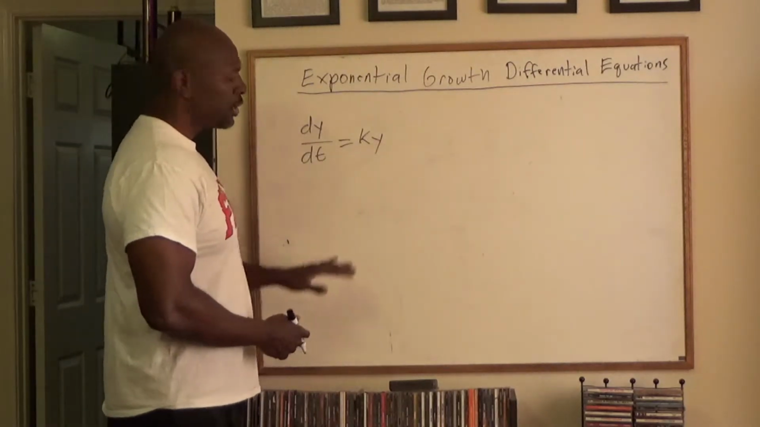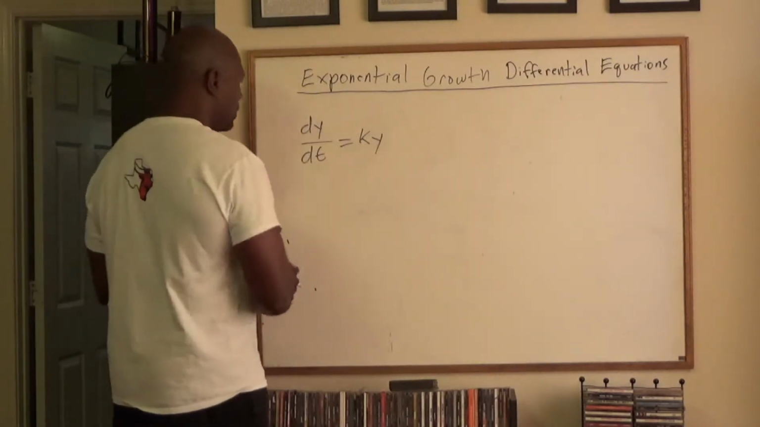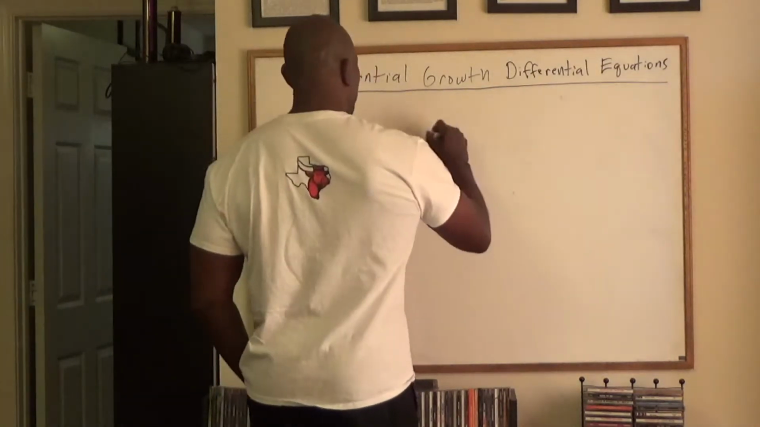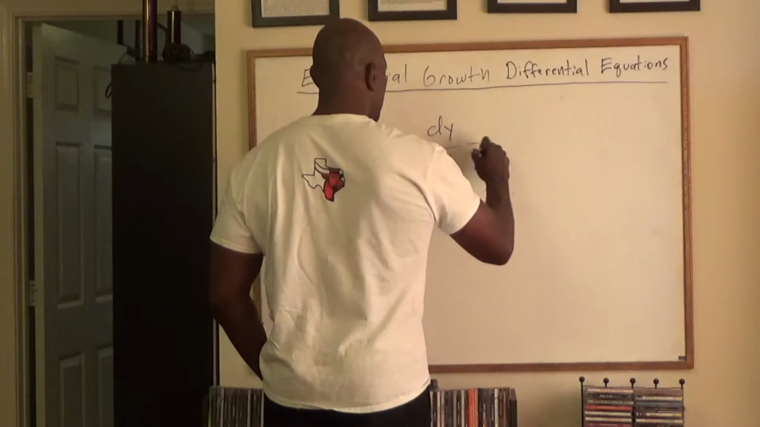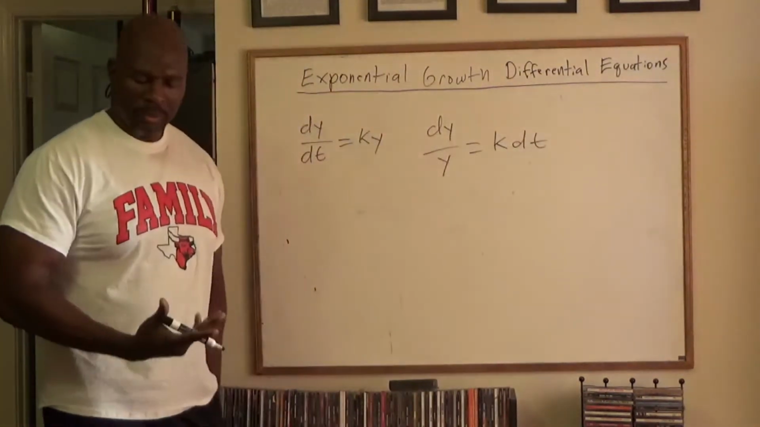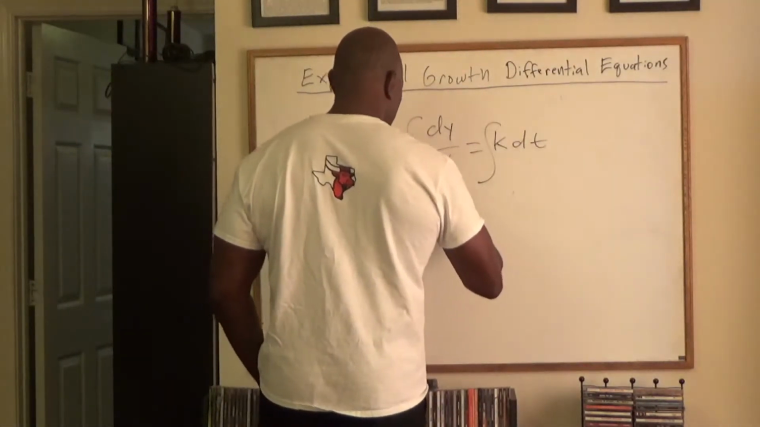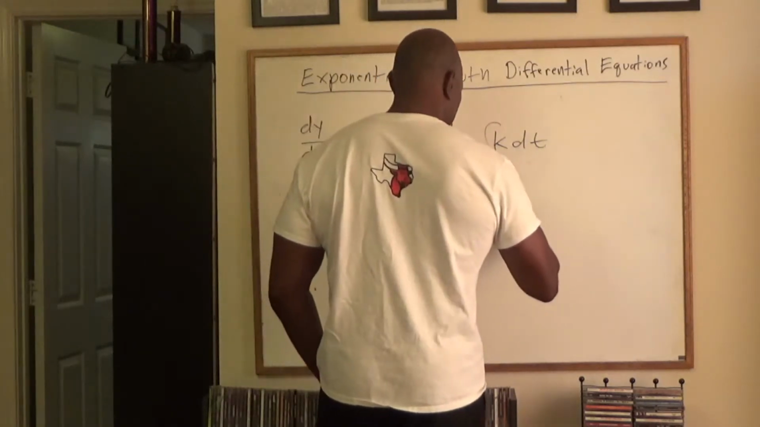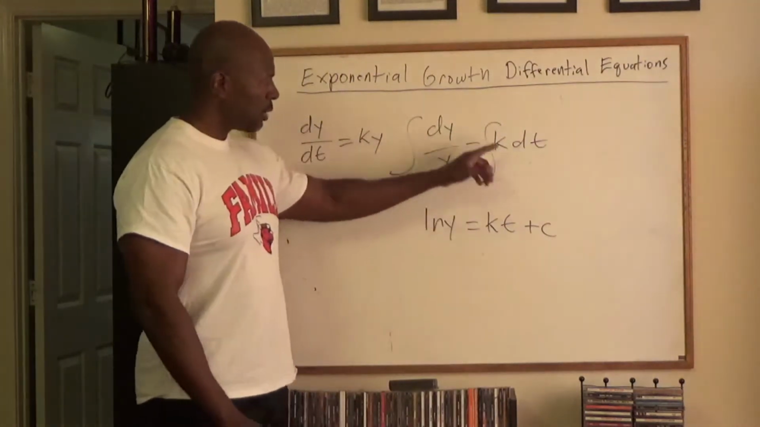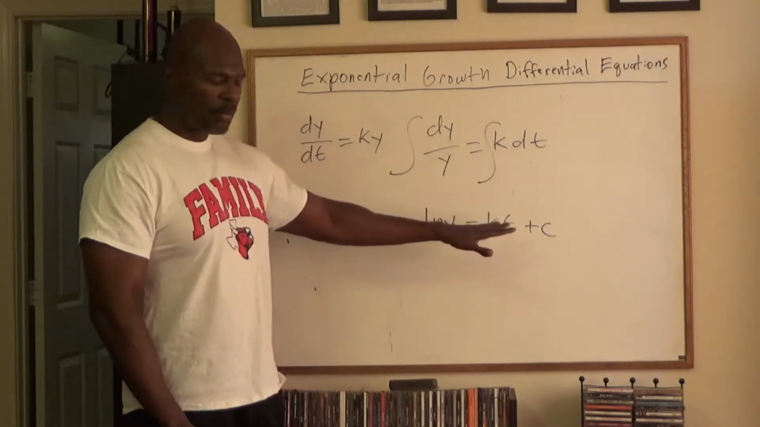It's a first order separable differential equation, so we can separate and integrate. Obviously this y needs to come over here, dt needs to go over there, k is simply a constant. So when we separate, it'll be dy over y equals k dt. And so we separate and then we integrate, and we'll have ln y is kt plus some constant. Of course, the variable of integration here is t, and so when I integrate a constant, I get the variable of integration, so I have the kt.